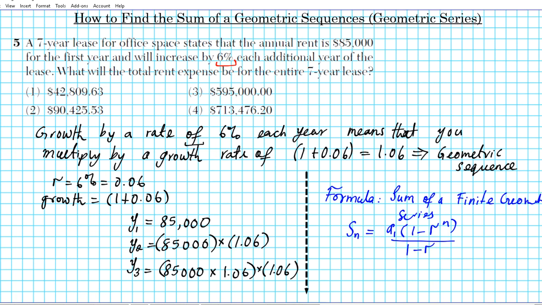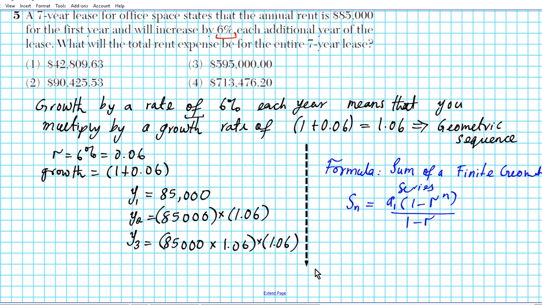Let's apply this formula to this scenario, but you need to know what each of these values mean. a1 is the first term. r is the common ratio, not the growth rate. You gotta be careful. The common ratio is what you multiply over and over again. In this case, we kept multiplying by 1.06. That's the common ratio. And n is the number of terms. In this problem, we're looking at a 7-year lease, so our n is going to be 7.